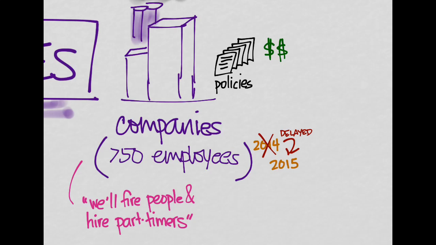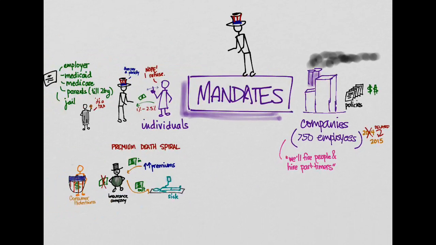And so opponents of the Affordable Care Act say that this is going to hurt the economy by decreasing the number of full-time employees, the number of jobs that there are, and everyone's just going to end up as part-timers. Whether this happens or not is yet to be seen. And so this was a short description of the mandates that come in with the Affordable Care Act.